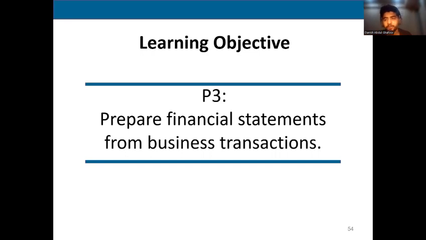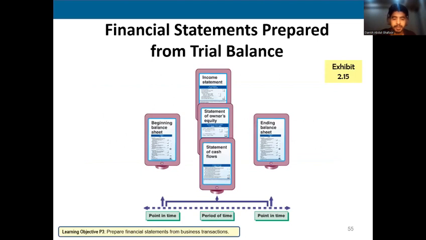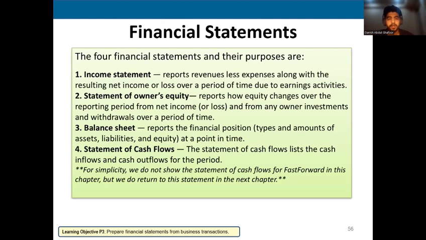Period of time means it is for one year or a quarter. Third is the cash flow statement, and then the statement of retained earnings. We are going to see these in the next few slides. As I explained, point in time, period of time. So the four financial statements and their purposes are, guys: the balance sheet is at a point in time, and the income statement is for a period of time. You have to see this thing.